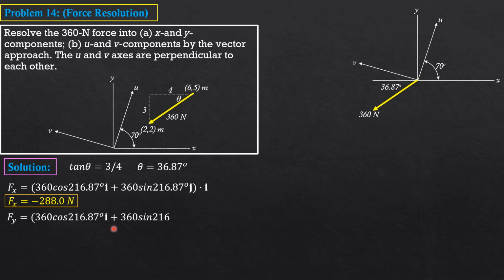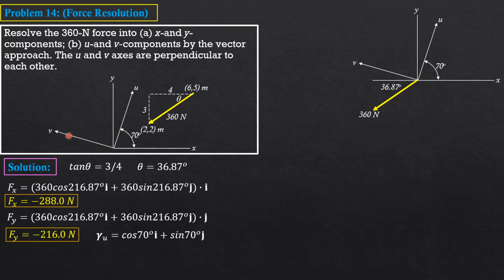This time i dot j is 0, so therefore Fy is simply 360 sine 216.87 degrees, j dot j, which is 1. So it is simply 360 sine of 216.87 degrees, so negative 216.0 newtons. The other way, from this triangle, it is negative 360 sine of 36.87 degrees, or negative 360 times 3 over 5. That's the other way. So that's it. Then for part B, lambda of u is cosine 70 degrees i plus sine 70 degrees j.